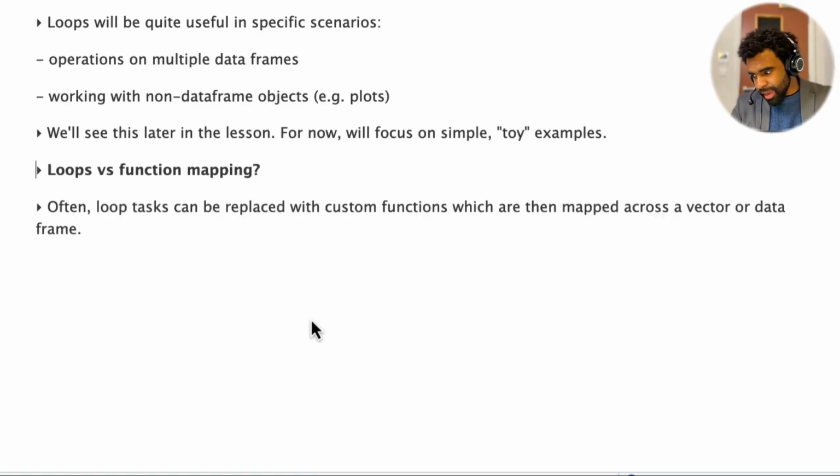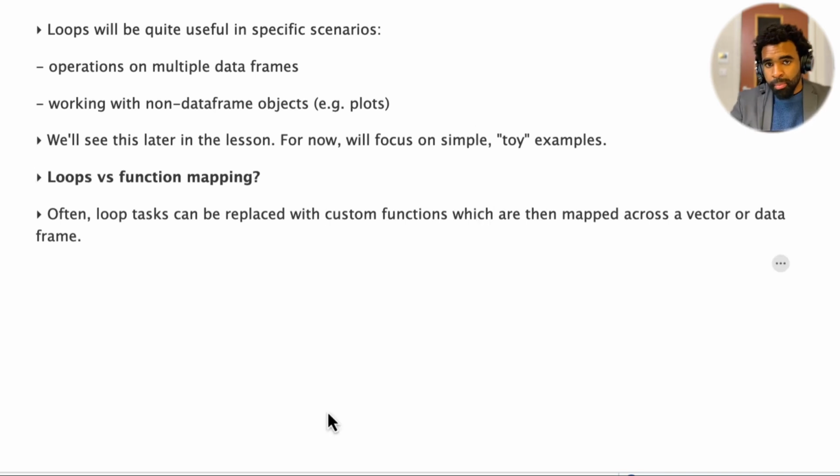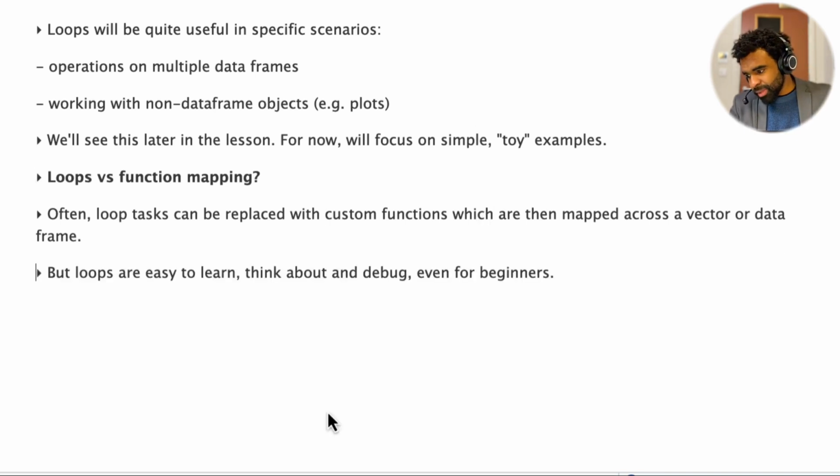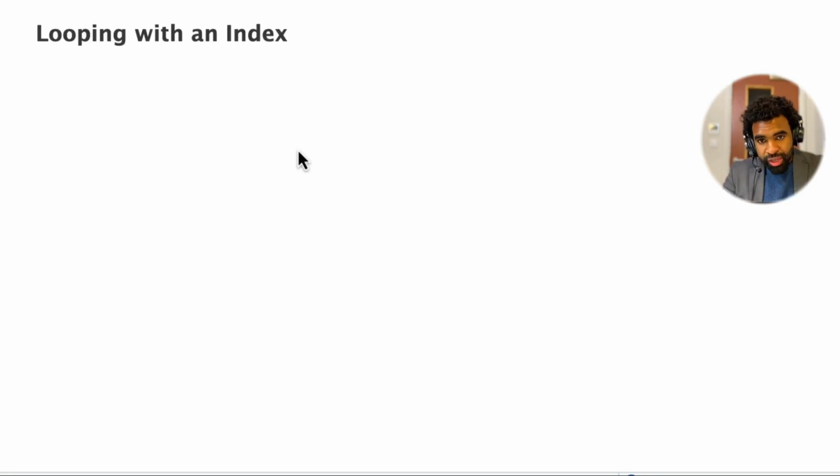Another thing to think about is when should you use loops and when should you use something called function mapping. Often loop tasks can be replaced with custom functions, which you map across a vector or across data frames. But we're learning loops anyways because, first of all, they're easy to learn, easy to think about, and easy to debug from a beginner's point of view. So they're a very handy tool to have in your toolkit. With that information in hand, let's go ahead and keep thinking about the fundamentals of loops.